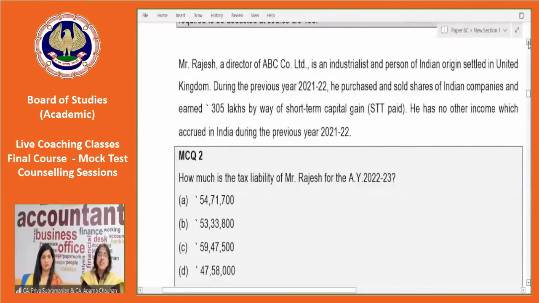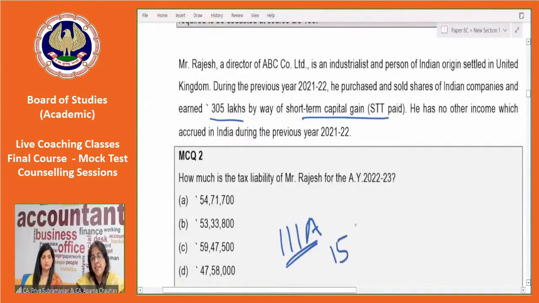Next set: Mr. Rajesh, a director of ABC Company Limited, is an industrialist and a person of Indian origin settled in UK. During the previous year 21-22, he purchased and sold shares of Indian companies and earned 305 lakhs by way of short-term capital gain, STT paid. He has no other income which accrued in India during the previous year 21-22. So he's a non-resident. He's purchased and sold shares and earned 305 lakhs by way of short-term capital gain, STT paid. So he falls under 111A. Tax liability has to be determined under 111A. Under 111A, your tax rate is 15%.